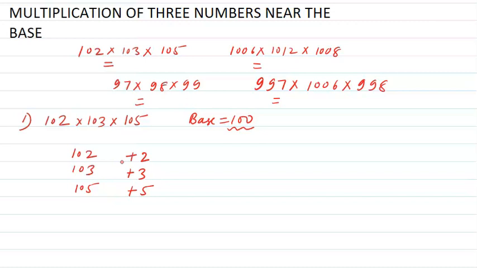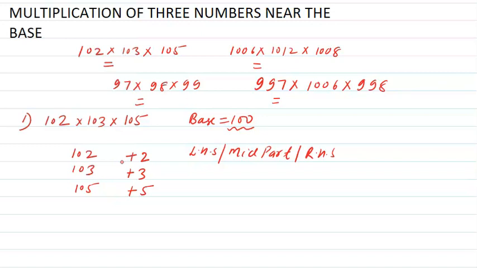The answer in case of three numbers will be written in three parts. One will be the left hand side part, then there will be something called the middle part, and then we will have the right hand side part, right? So like we have left hand side part and right hand side part in case of 2 numbers, but in case of 3 numbers we will have 3 parts.